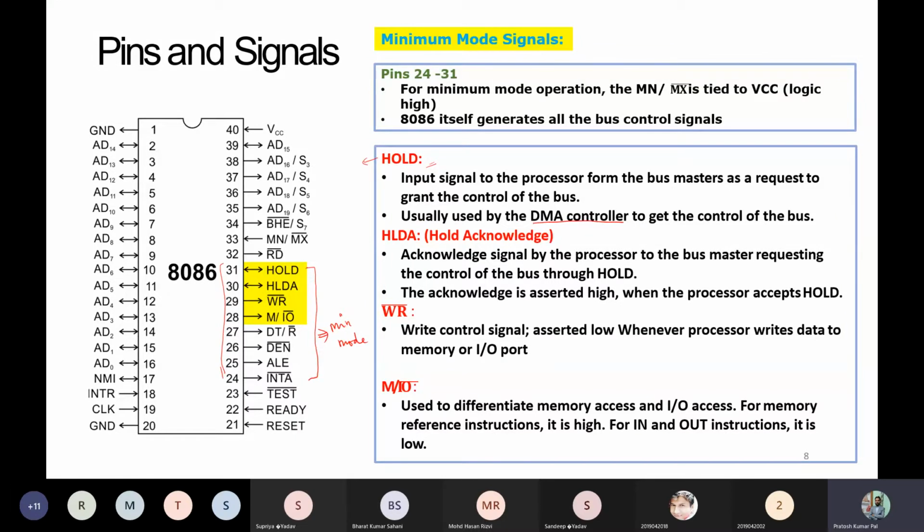Whenever a data transfer needs to take place between the microprocessor and an external device, there is a possibility that the microprocessor speed is high, but the external device to which the data transfer is to be done is of slow speed.